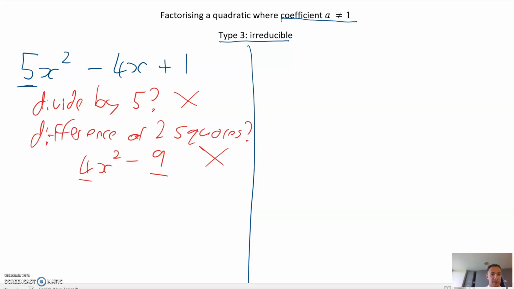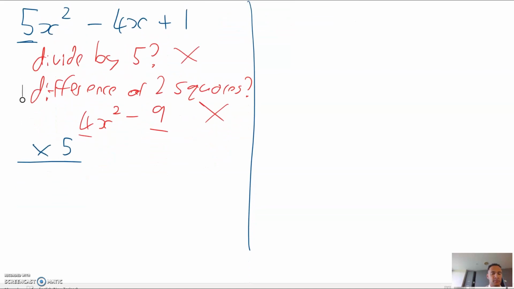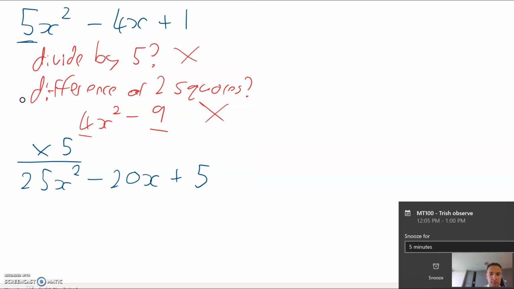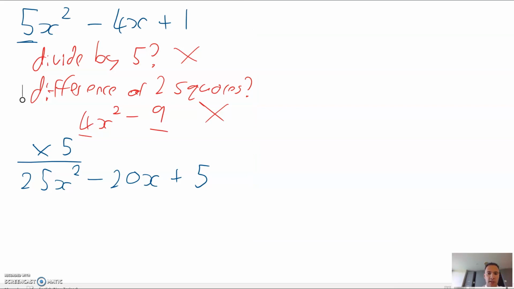except multiply everything by 5. So we're going to times everything by 5. So I get 25x squared minus 20x plus 5. Now what we do is we take out 5x as a common factor. So I'll just write that on the side here. We're going to take out 5x as a common factor.